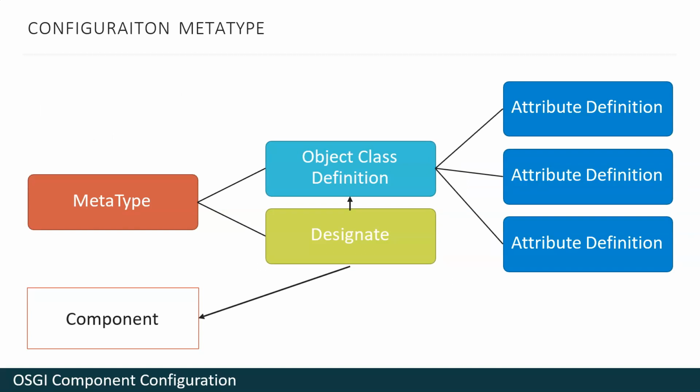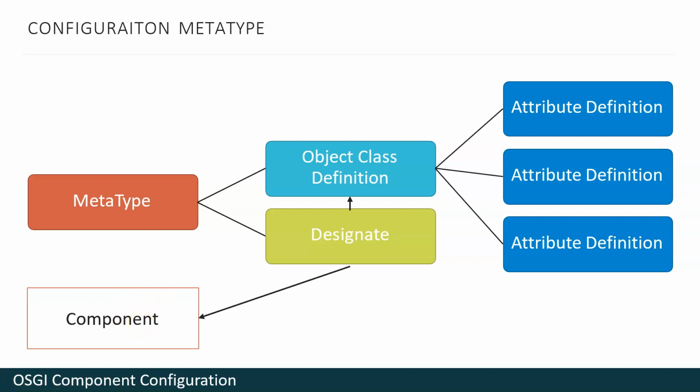Now, some overview. In OSGI, to make a component configurable, the developer defines a certain data structure called metatype. That metatype has two important parts. One, object class definition and designate. Object class definition defines the attributes that determine the configurable properties of the component, and designate binds the object class definition to the component.